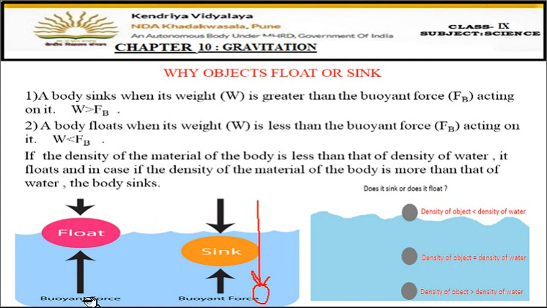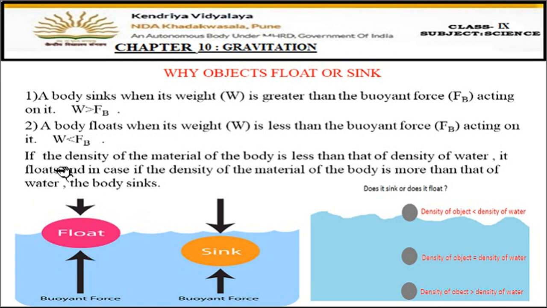And if the buoyant force is more, if this force from the lower side is more than the weight of the object, then what will happen? The object will float. Okay, it's a very simple relation, because only two forces we are considering. If the weight is more, which is acting downwards, that means the object will go down and sink. And if the buoyant force which is acting in the upward direction is more, then what will happen? The body will float on the surface of the water.